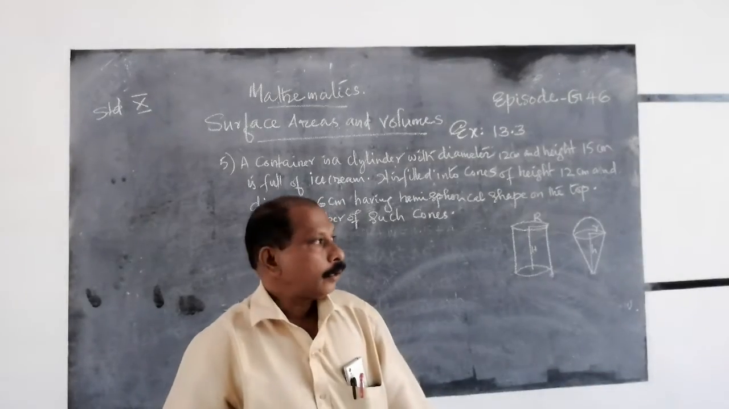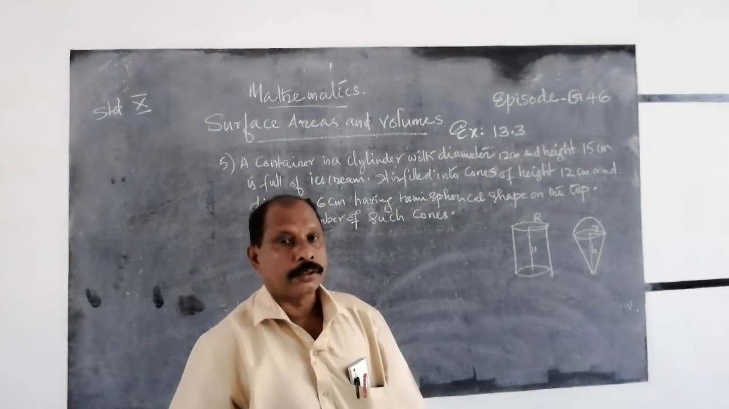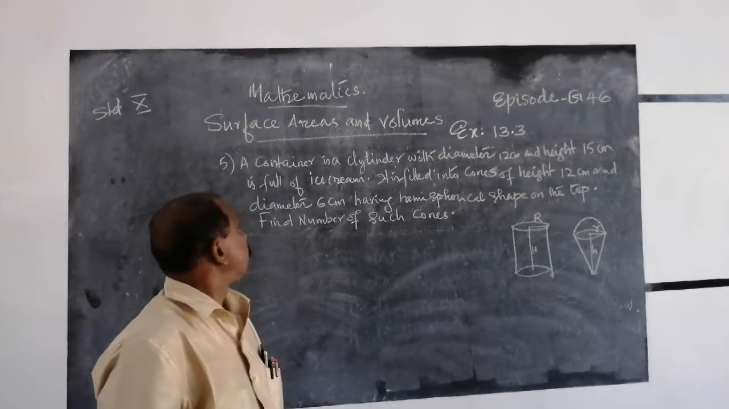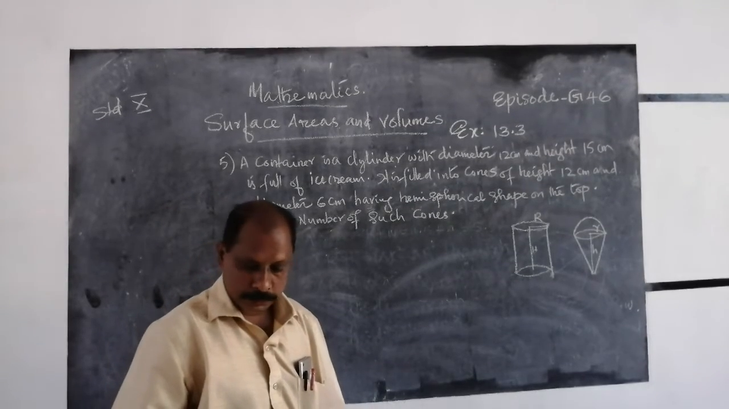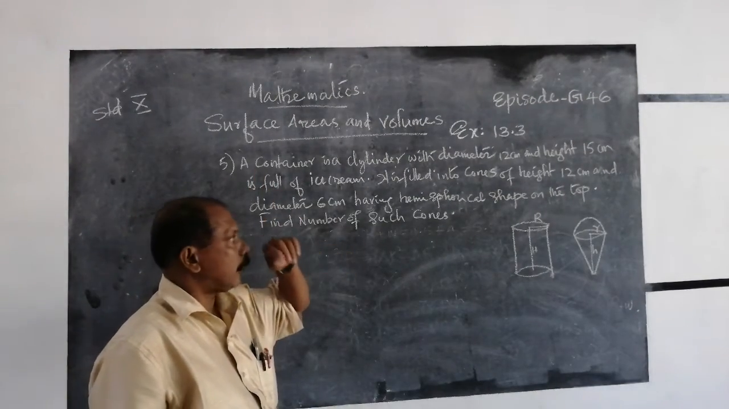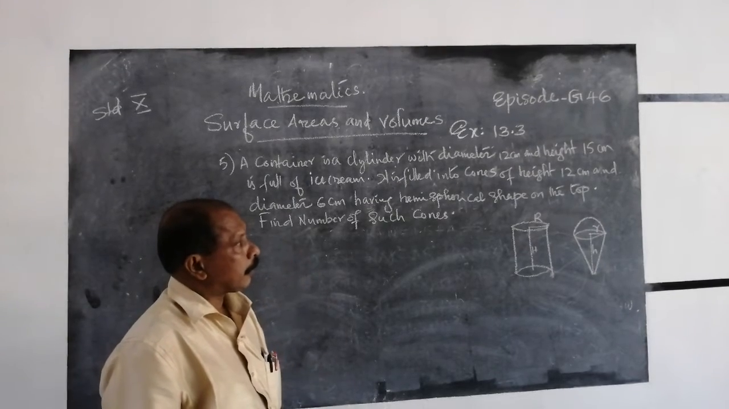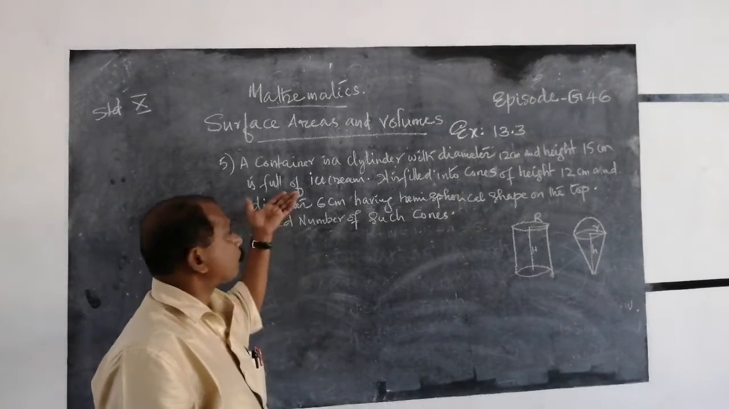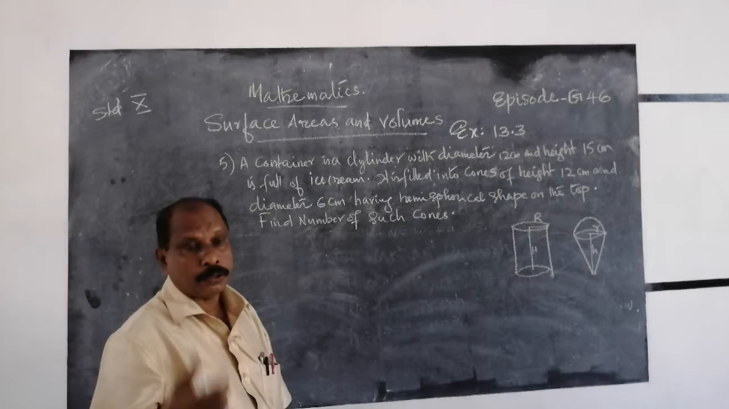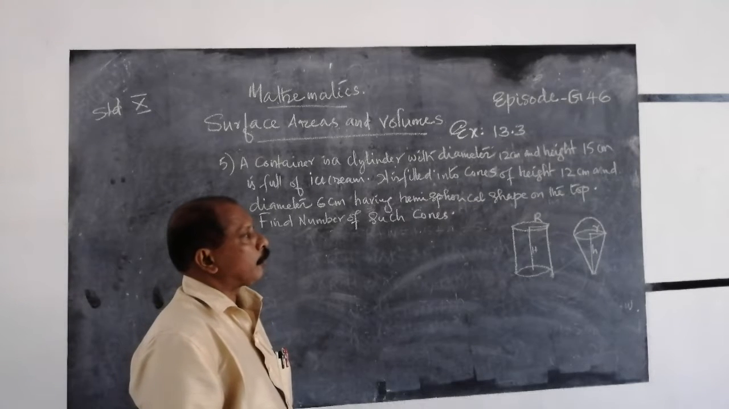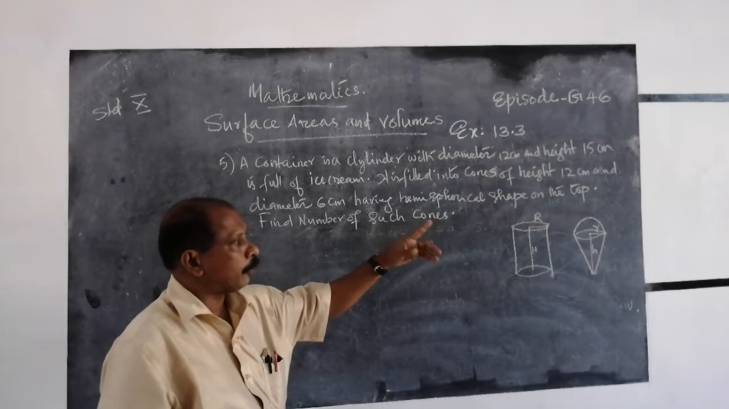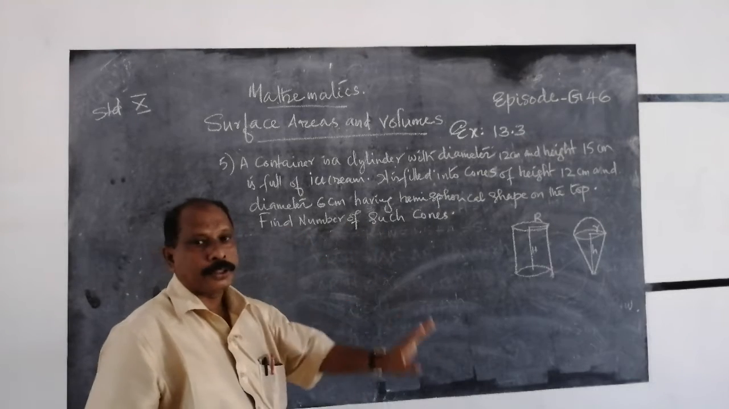Dear students, in the last episode, that is B45, we discussed the problems of exercise 13.3, and the fifth question is: a container is a cylindrical shape with the diameter 12 cm and the height 15 cm. It is full of ice cream. It is filled into cones, of height 12 cm and diameter 6 cm, having a hemispherical shape on the top. Find the number of such cones.